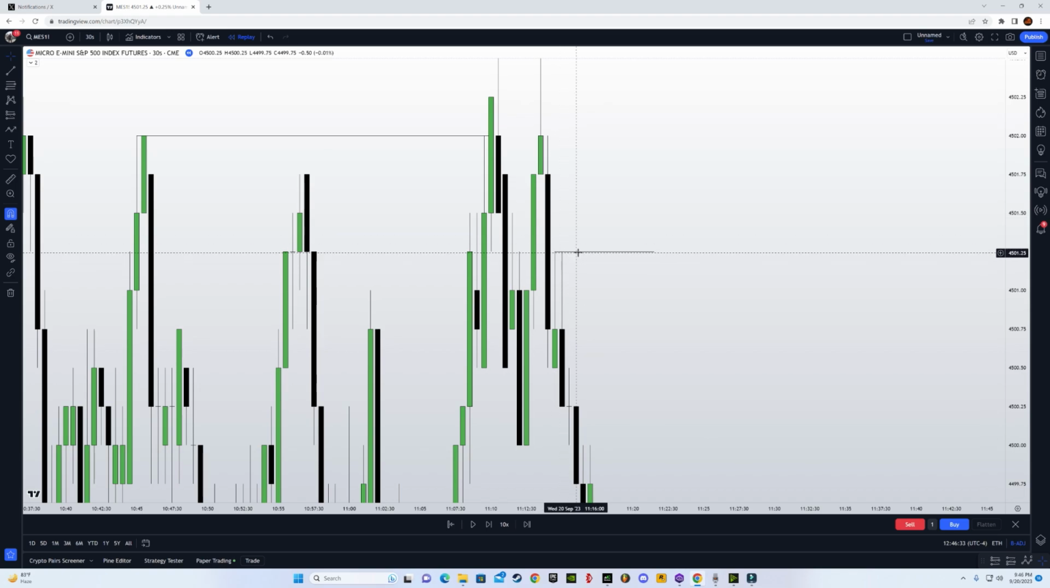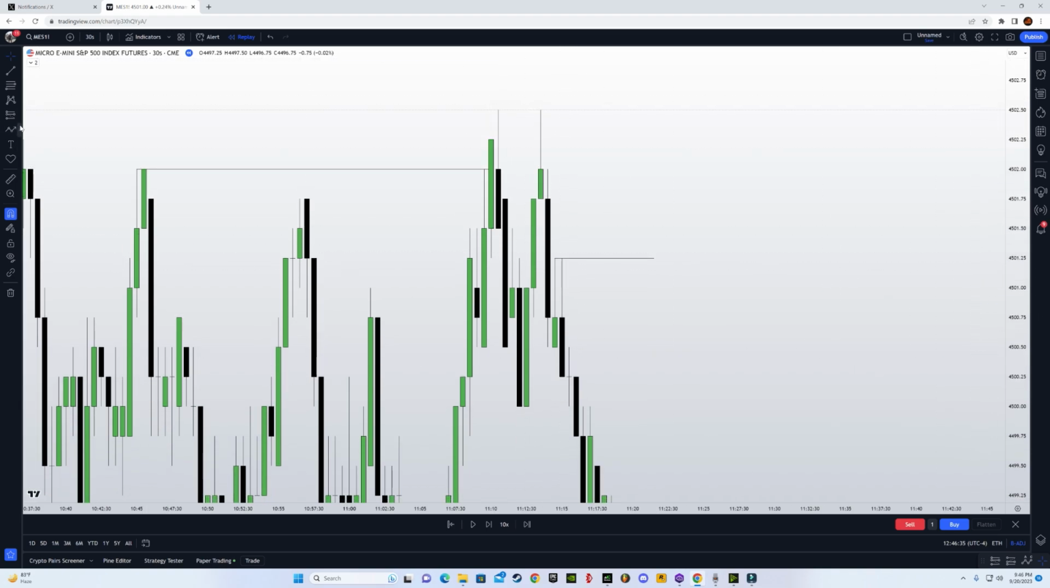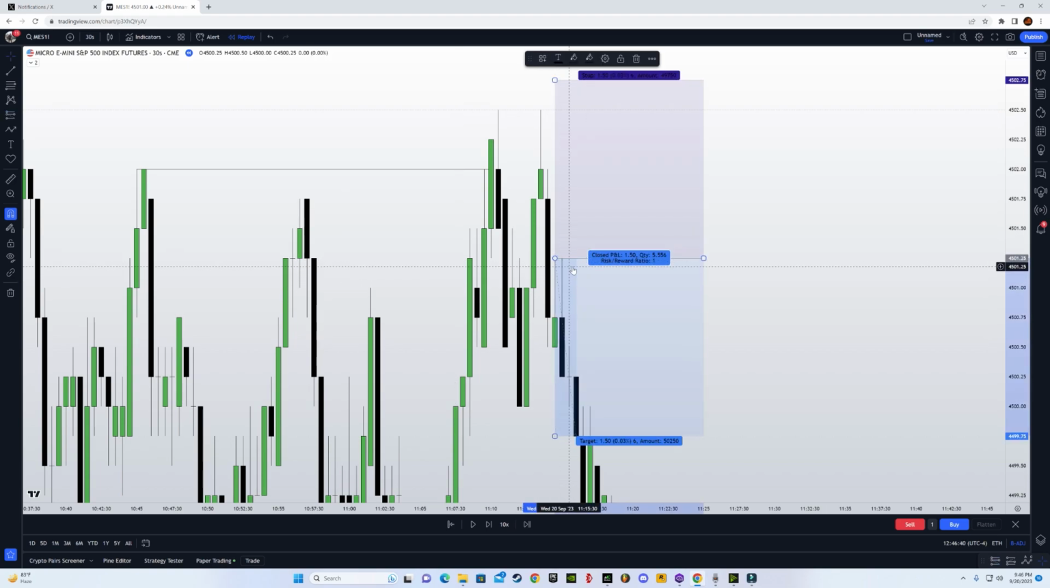Now I would have missed this trade, but as you can see, the algorithm is real. It just filled it to the tick right there. Let me move this here. You can see it touched the fair value gap.